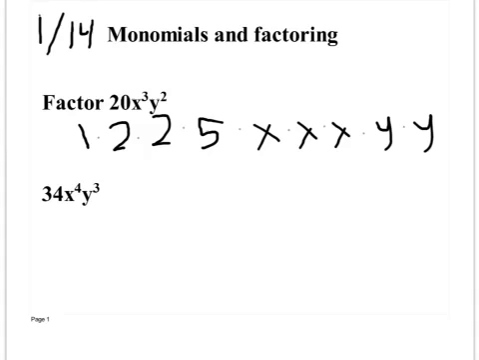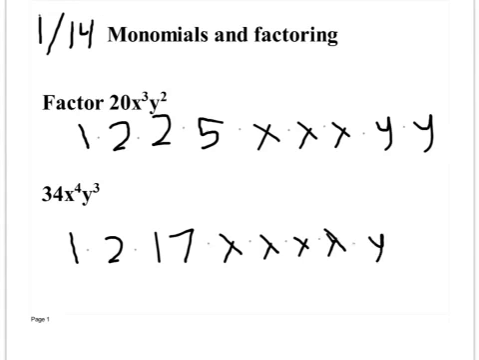What about 34x to the 4th y cubed? What are the prime factors of 34? 2, and what else? There's one other one. Not 16, not 14. How about 17? Those are the prime factors of 34. Then x four times, and y three times. This one is in prime factorization.